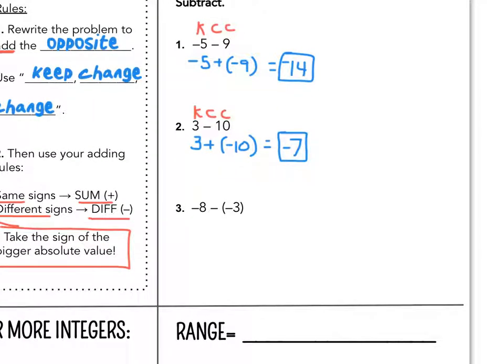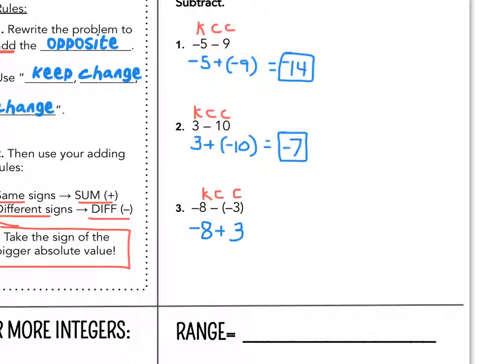We see the subtraction sign right here on number 3, and that means we have to do keep, change, change. So let's write KCC, keep above the first integer, then change above the subtraction, and then change above the second integer. We keep the first integer, -8. We change the subtraction to addition, and then we change the -3 to its opposite, and that's a +3.